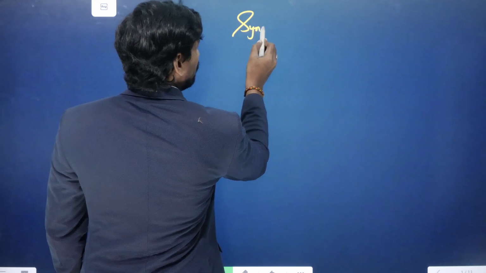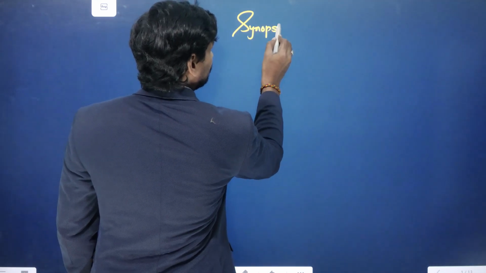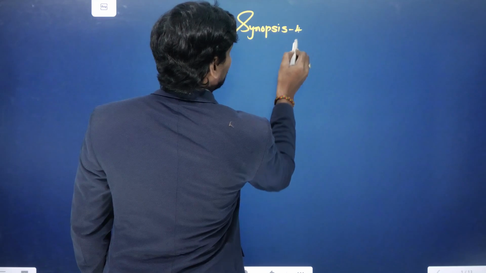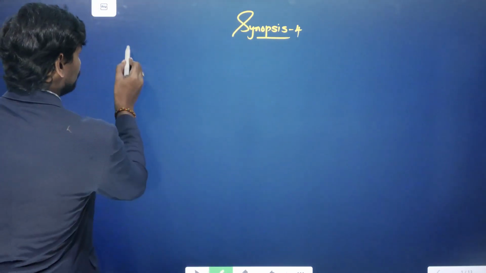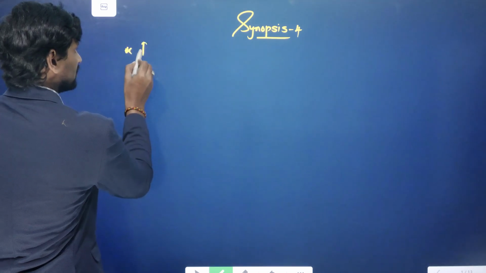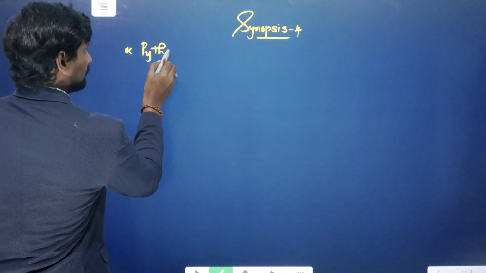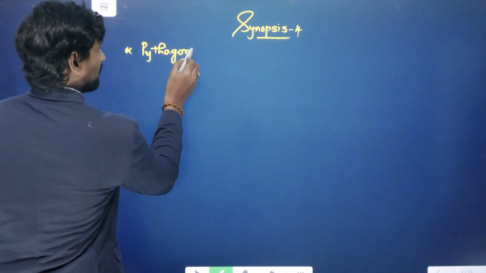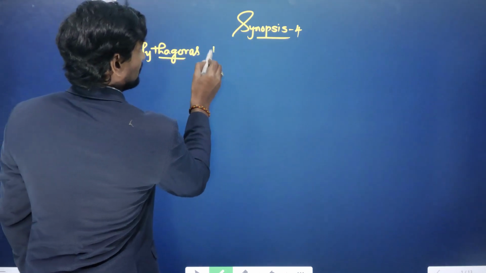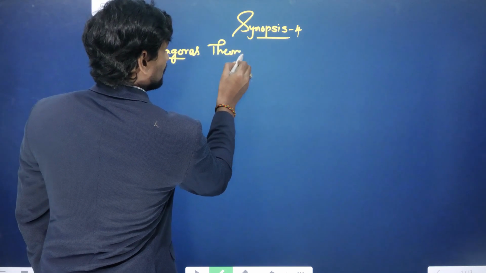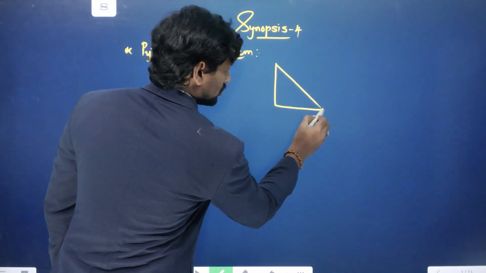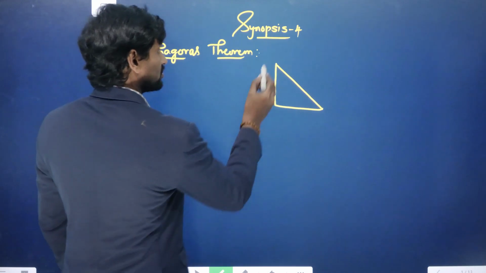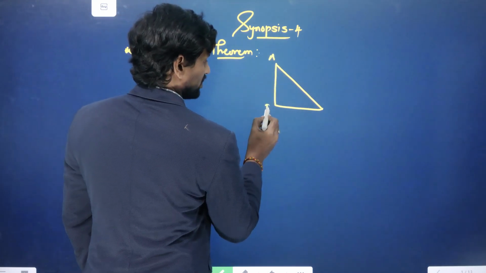Synopsis for plane geometry. First, Pythagoras theorem. The statement I am just reading. In a right angle triangle, square of hypotenuse. What is the hypotenuse?